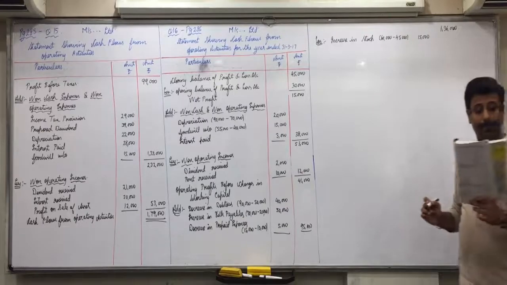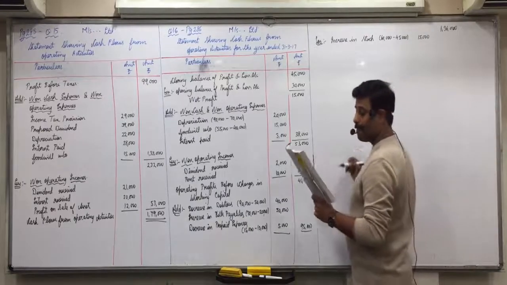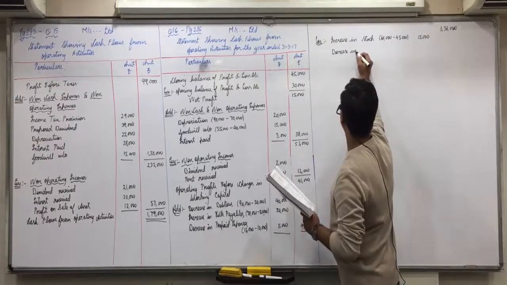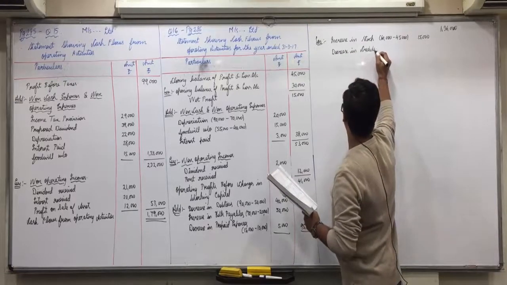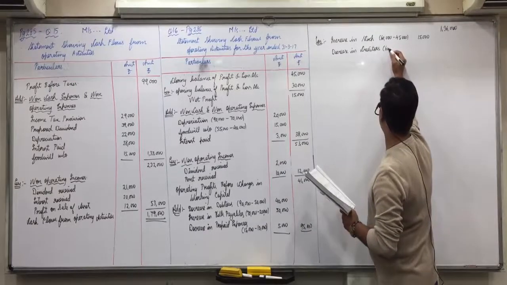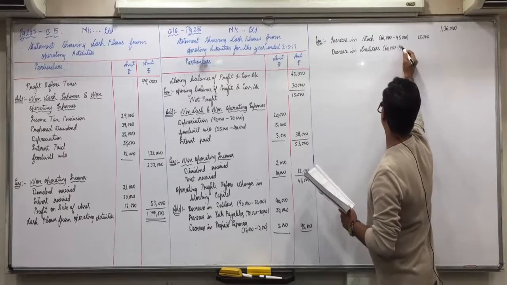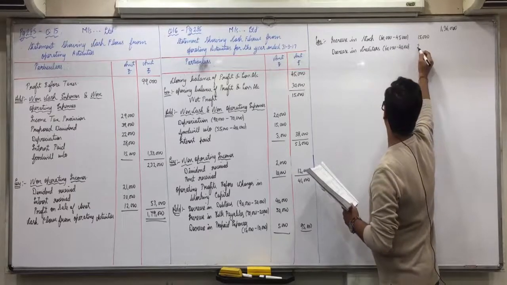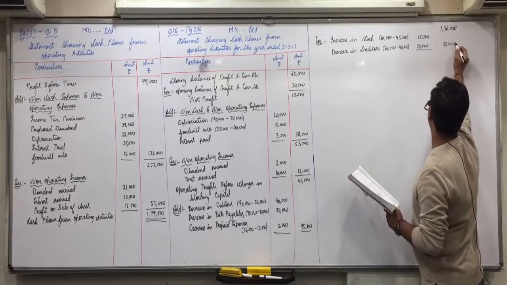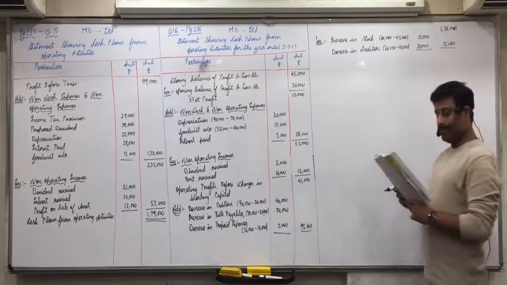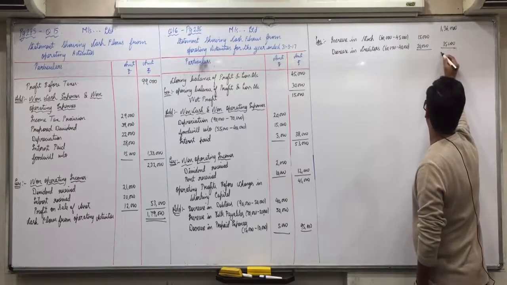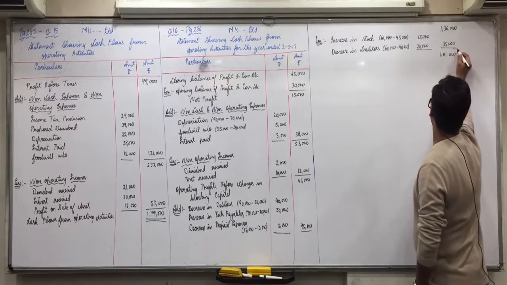Then, decrease in creditors: 60,000 minus 40,000, 20,000. So 35,000 in total. 136 minus 35, 1,01,000.